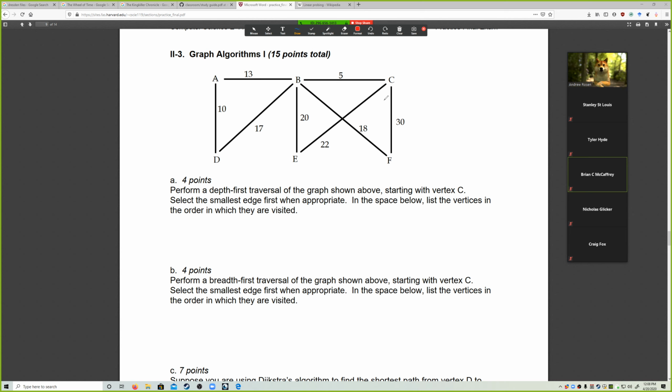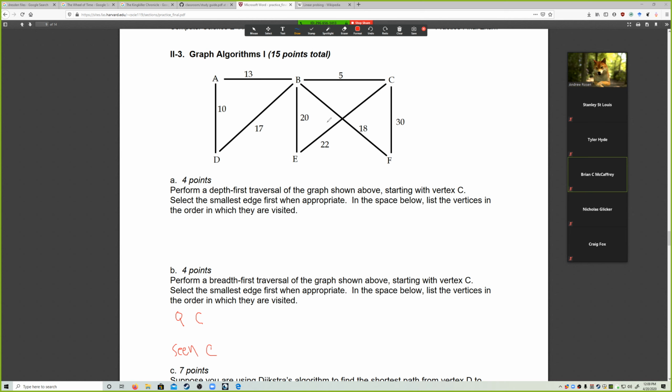Okay. So next, we've got ourselves breadth first search, starting with C. Same thing. Select the smallest edge. So let's go ahead and say this is our Q. Actually it's fairly straightforward. We're going to start at C, right? So we start at C.